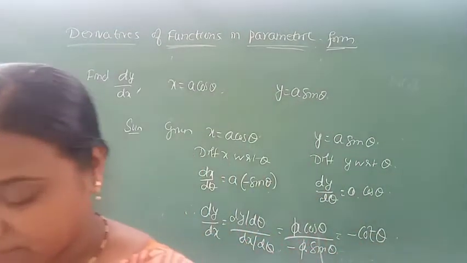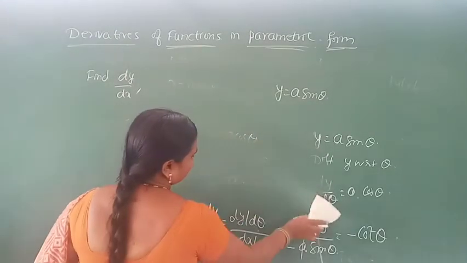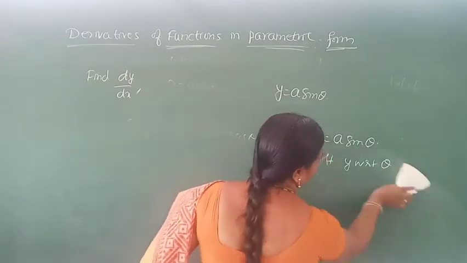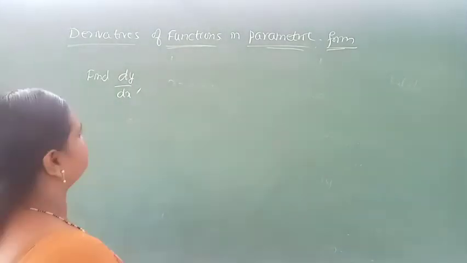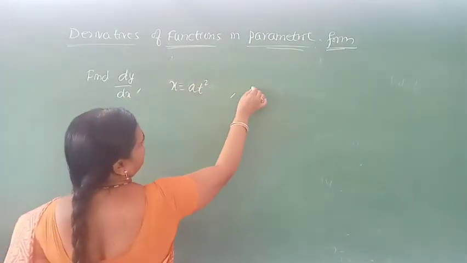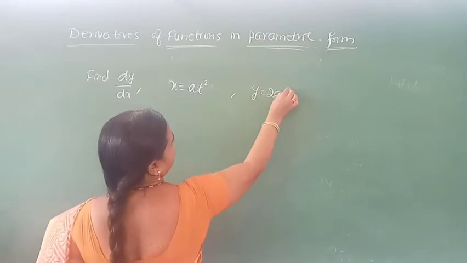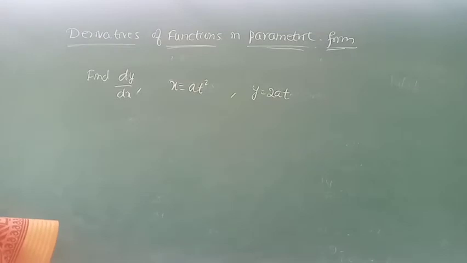We'll take the next example. Find dy by dx. x is equal to at square, y is equal to 2at.